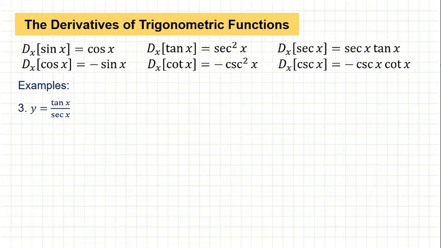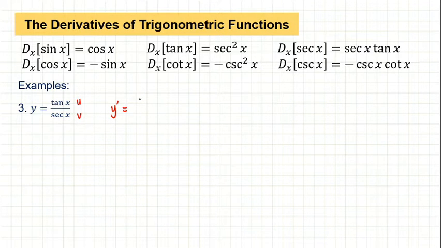We have tangent x over secant x. Okay, so let's differentiate this one. So we will apply the quotient rule. Your u is tangent, your v is secant. Okay, so we have y prime is equal to, quotient rule is v du minus u dv over v squared.